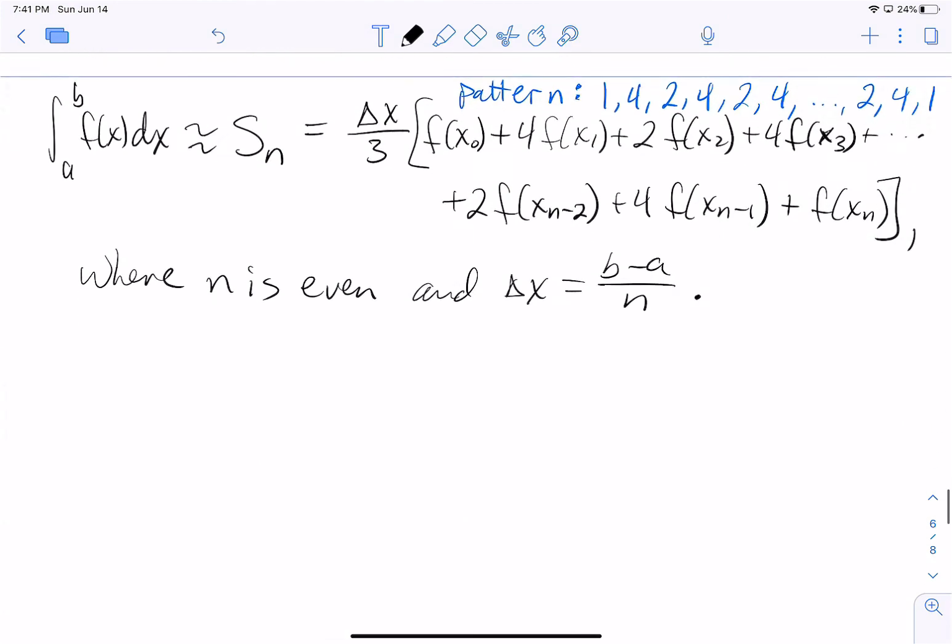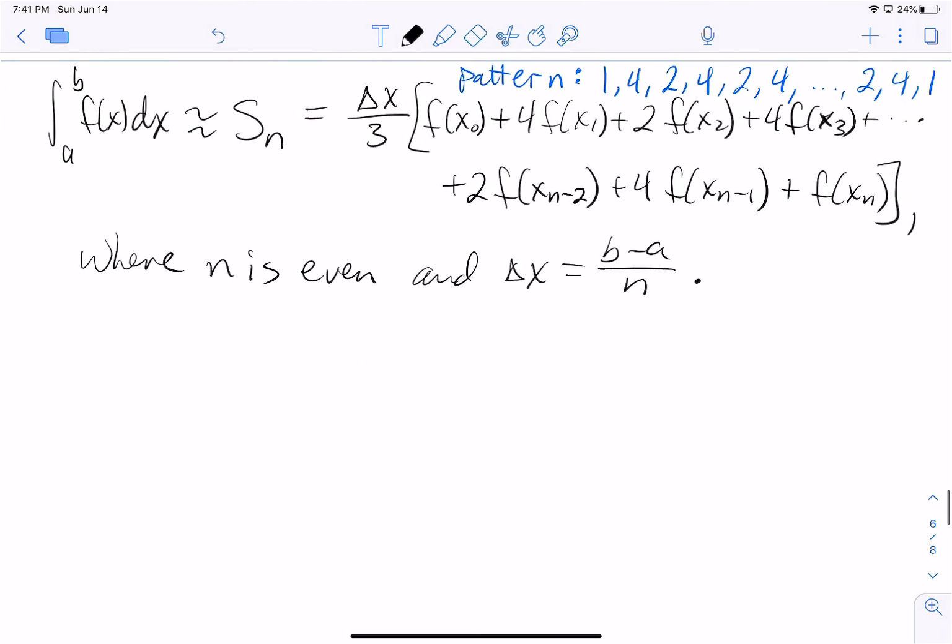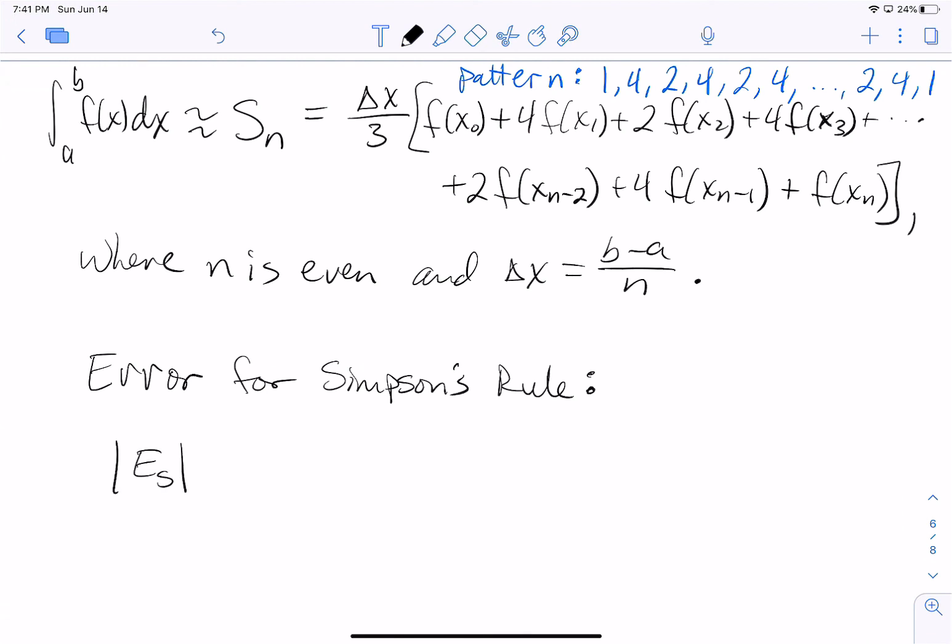As with the trapezoidal rule and the midpoint rule, there is error involved in using Simpson's rule. And the inequality is that E sub s in absolute value, so the error for Simpson's rule, is less than or equal to k times the quantity of b minus a to the fifth. Now that's a bigger value, but it's divided by 180 n to the fourth. Excuse me, I said it was the same k as before. That's not true at all.